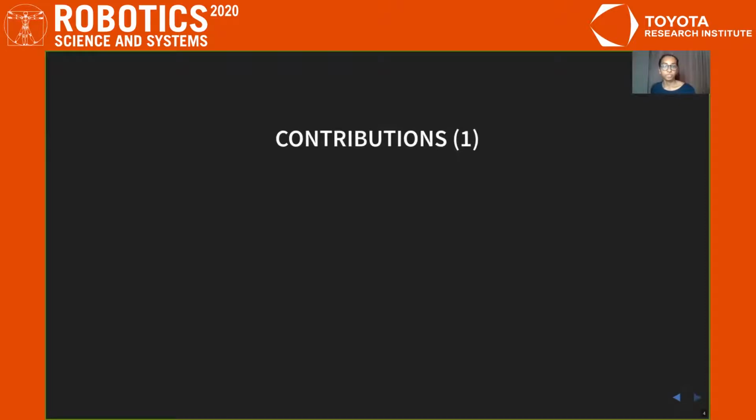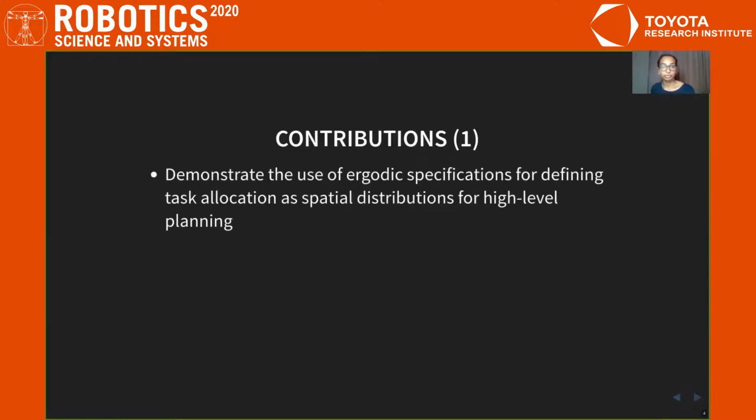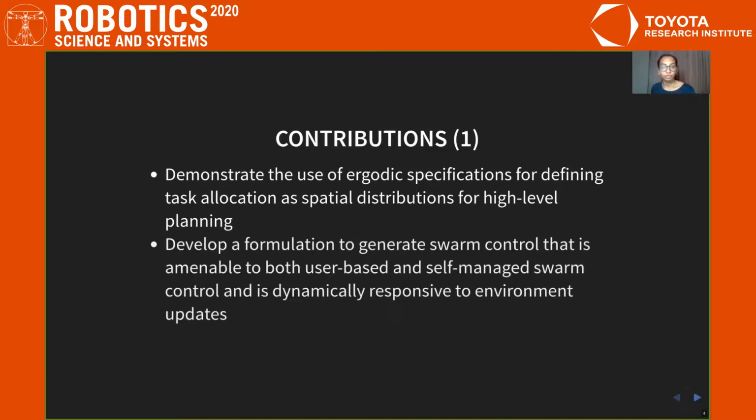Our contributions in this work are to develop a swarm control formulation for solving this joint operator swarm task. To do this, we demonstrate the use of ergodic specifications for specifying task goals and user commands and defining task allocation as spatial distributions for high-level planning. We also develop a full swarm control formulation using decentralized ergodic control that is amenable to both user-based and self-managed swarm control and is dynamically responsive to environment updates.